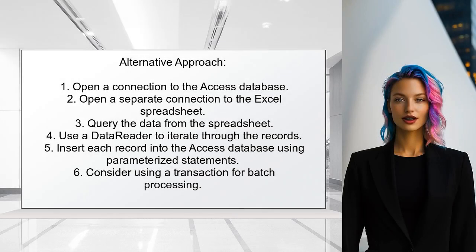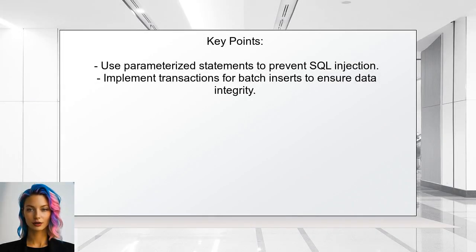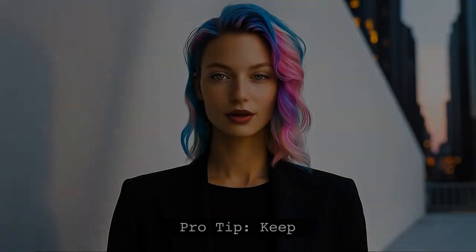An alternative solution suggests that the error may be due to trying to insert data from the spreadsheet directly into the Access database. Instead, you should open separate connections to both the Access database and the Excel spreadsheet. Then, query the data from the spreadsheet and insert it into the Access database record by record. This method ensures that you can handle each record individually and protect against SQL injection. If you want to ensure all records are inserted successfully, you can use a transaction to roll back in case of any errors. Here's a pro tip.